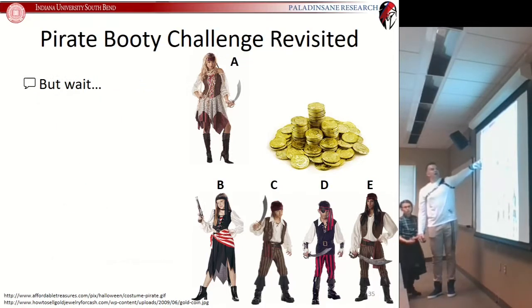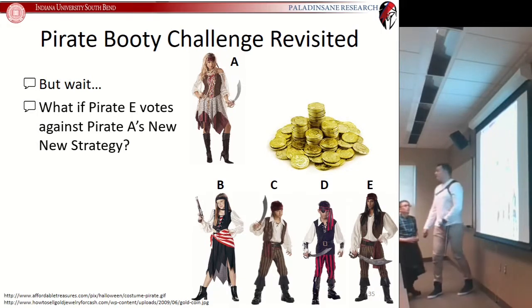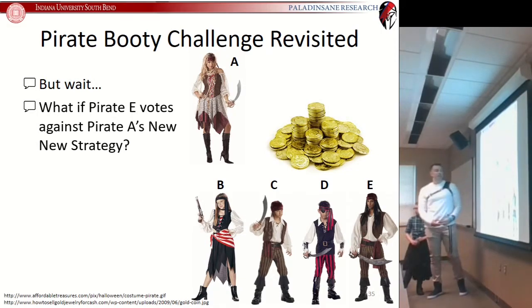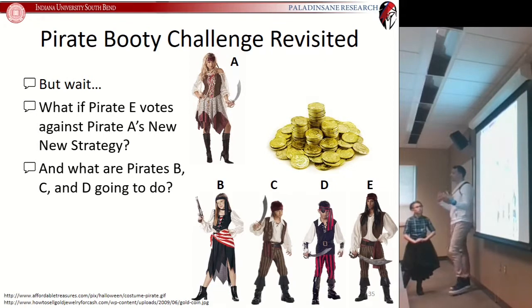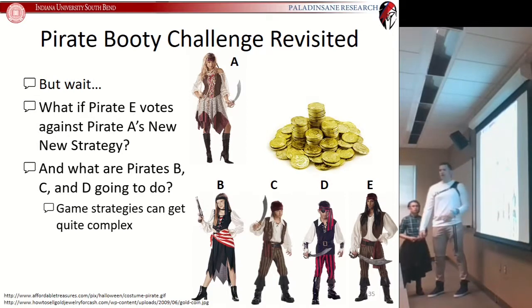And this is just considering Pirate E. But what if Pirate E votes against Pirate A's new strategy? What if he does it again? And what are Pirates B, C, and D going to do? They're not just going to sit there and do nothing. So that's the challenge here. Game strategies can get quite complex.